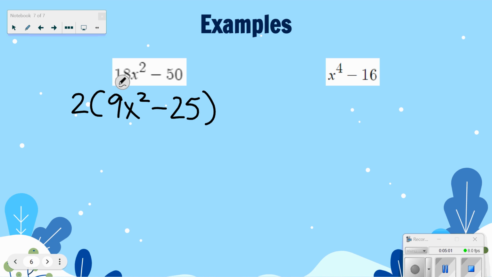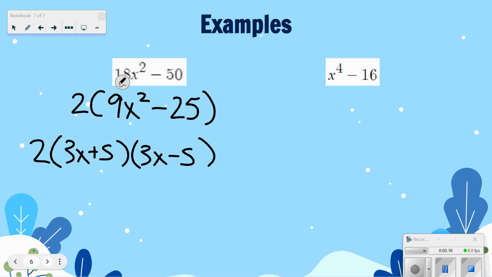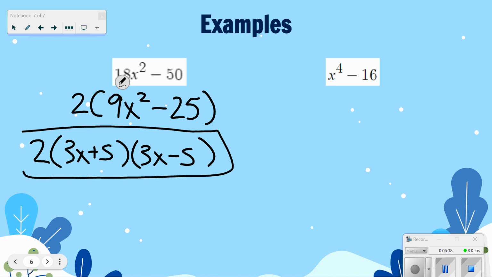And notice 9x squared and 25 are both perfect squares. So what are those factors going to be? 3x plus 5, 3x minus 5. Great job. And then check each of these. Can you keep factoring those? Nope, they're linear factors.